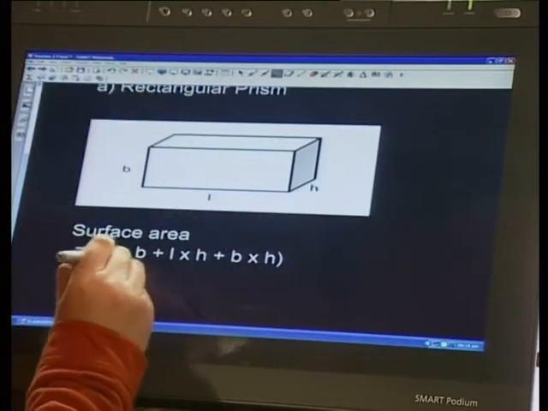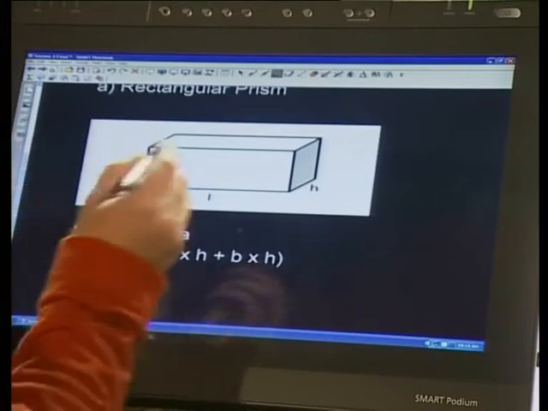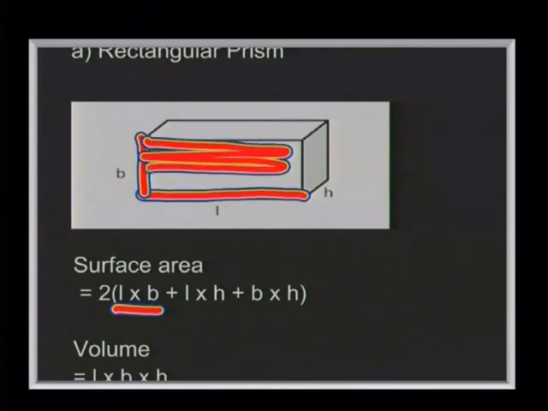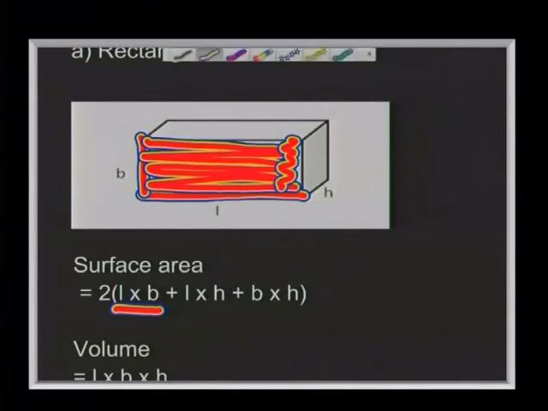So the first one we're going to look at is our length times our breadth. There's my length and there's my breadth, and I'm going to color in that part of the shape. That's going to give me the one side. So that is my length times my breadth. Let's try a different color.